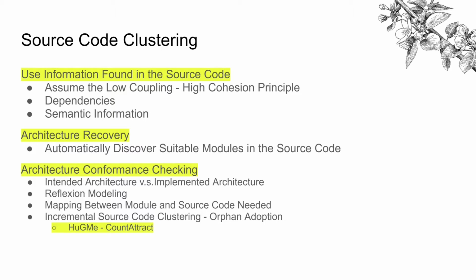Clustering can be used to perform architectural recovery, where the architectural information has been lost or is not up to date. So we try to automatically discover such suitable modules by clustering the source code.